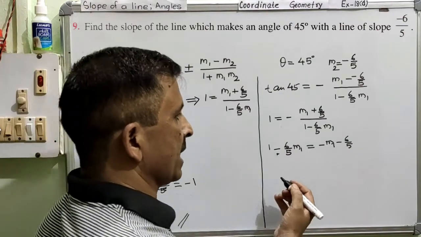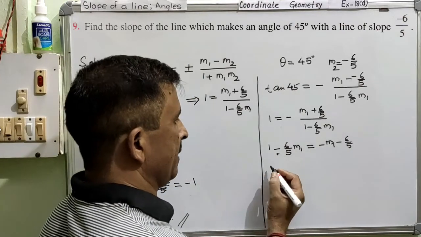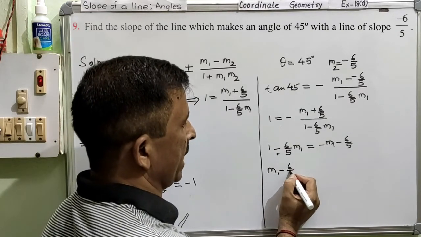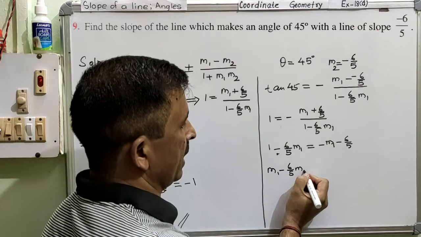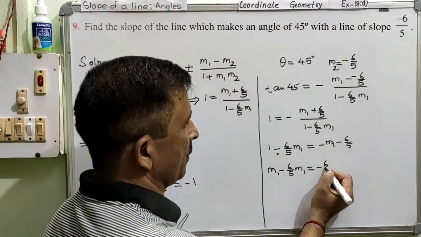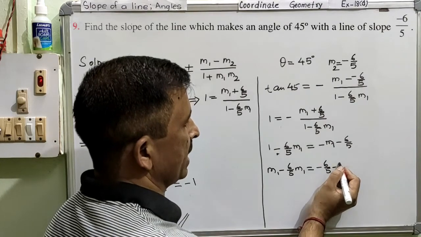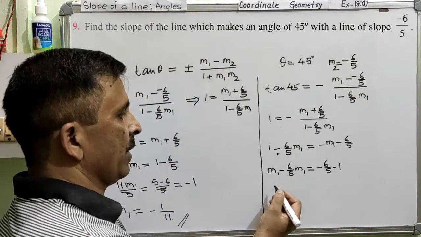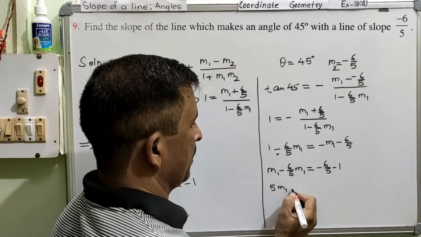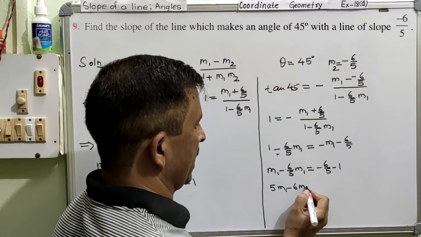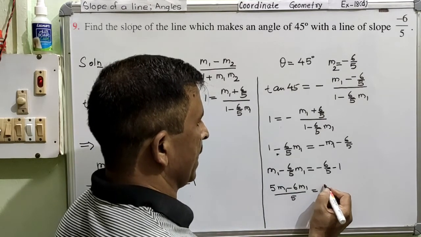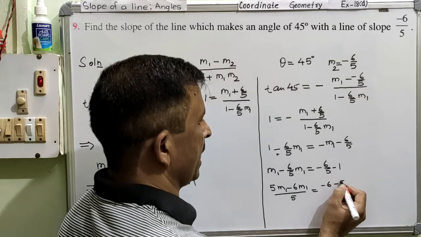Now after this we are going to collect the like term. So let us bring this m1 to this side. So m1 this side, and then 6 over 5 and then m1 is equal to, now 1 is going to that side. This is minus 6 over 5 and minus 1. Clear? Now when you simplify, this becomes 5m1 minus 6m1 divided by 5. And this side will become minus 6 minus 5.